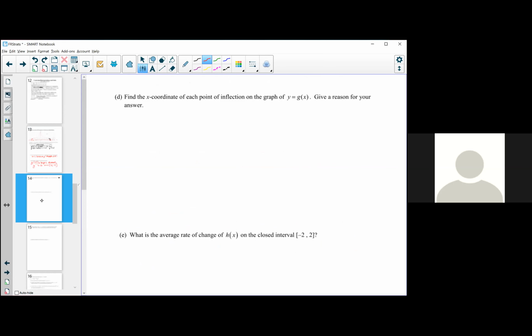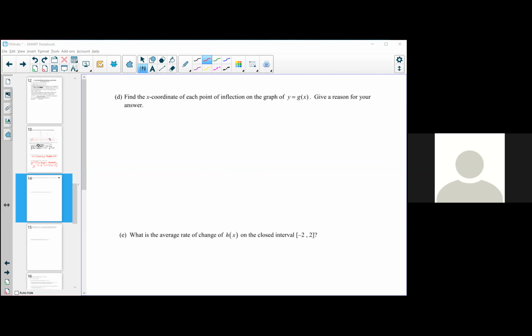Which asks for the x-coordinate of each point of inflection on the graph of g, and give a reason for your answer. So a point of inflection on a graph of a function occurs at a place where the derivative changes sign, or where the first derivative changes from increasing to decreasing, or what I tell my students is where the first derivative has an extremum. And I think that's the fastest way to justify a point of inflection on the AP exam. Talk about extreme values of the first derivative, because you use the fewest words and you want to earn points fast on this exam. So where does g prime have an extremum?